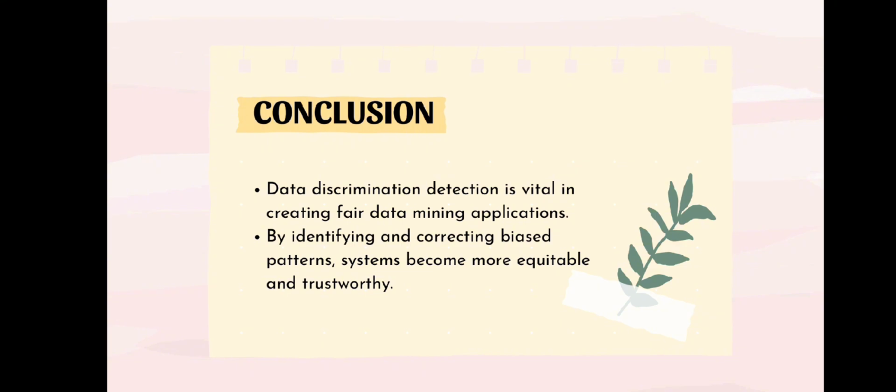By identifying and correcting bias patterns, systems become more equitable and trustworthy, meaning identifying and correcting bias patterns in systems, whether those systems are algorithms, processes, or policies, leads to fairer and more reliable outcomes. It builds trust by demonstrating a commitment to objectivity and justice.